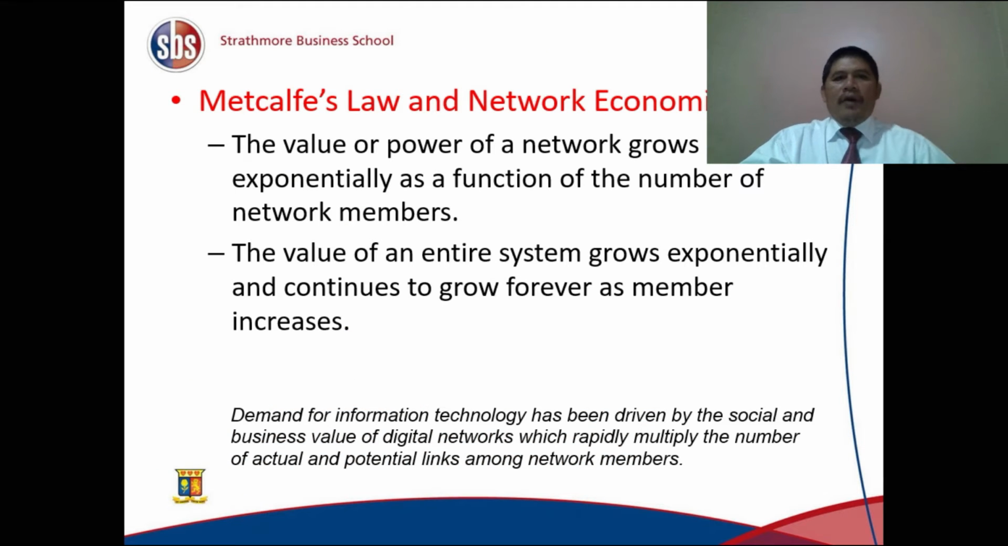Okay, again, the value or power of a network grows exponentially as a function of the number of network members, okay? Including eBay, for example. The more people doing auction, buying and selling at eBay, the bigger the value of that network, okay? So the value of an entire system grows exponentially and continues to grow forever as members increase. So demand for information technology has been driven by the social and business value of digital networks, which rapidly multiply the number of actual and potential links among network members.